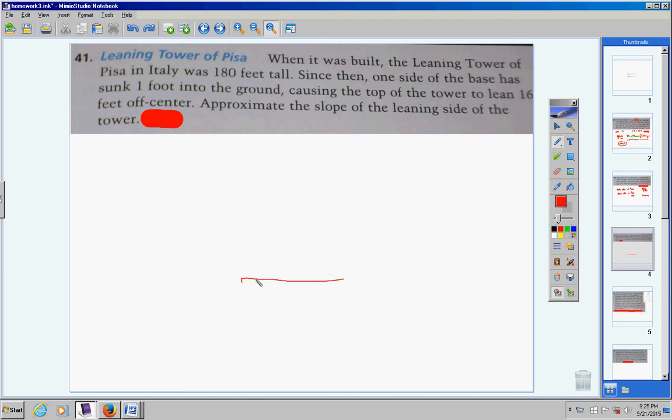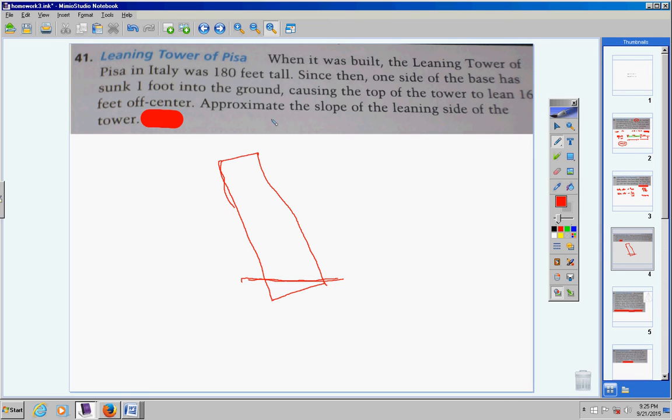Here's the ground right here. I'm going to draw the tower like this. Here's the base coming up like this, and the building, of course, is slanted. Now, mine's not drawn to scale very well. That's not a big deal. There. Now, what do they want us to do?